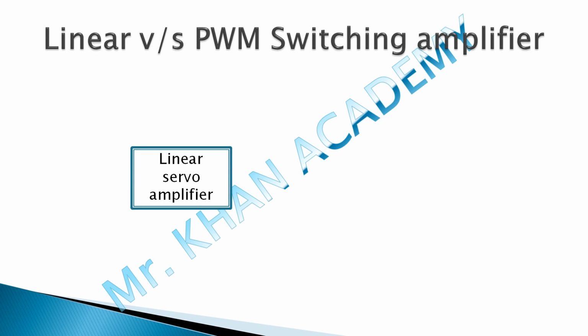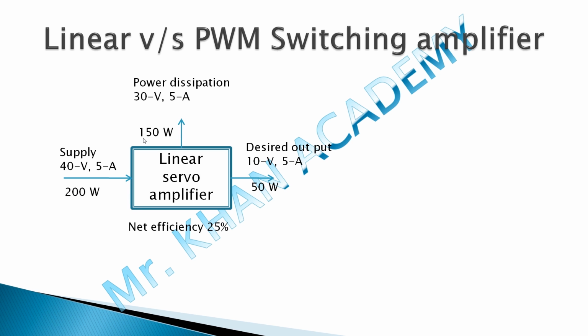Now let's see in detail the difference between linear and PWM switching amplifier. Might be you have not understood properly whatever I explained in the theory, so let's see the block diagram. Suppose a linear servo amplifier is there, in which I am supplying 40 volts and 5 ampere as current. 40 into 5, 200 watts power I am supplying to the linear servo amplifier. But for my desired output to the motor, I require only 10 volts and 5 ampere as the current. How much power is required? 50 watts. But input is 200 watts. That means a total of 150 watts power I am dissipating in terms of heat.